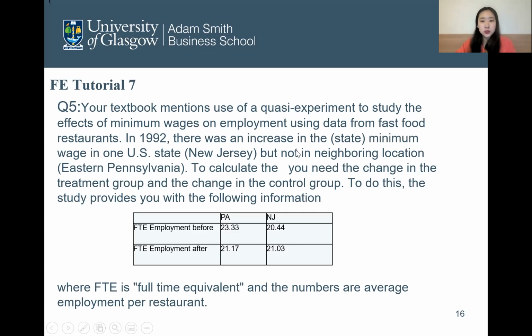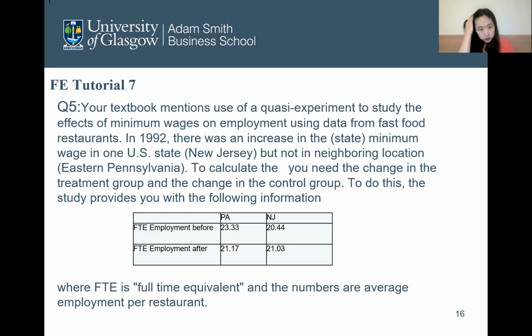And then let's move on to the last question. So this is also an experimental study, right? It's also figuring out the influence of the minimum wage on employment, using data from fast food restaurants in 1992. There was an increase in the state minimum wage in one United States state, New Jersey, but not in a neighboring location.